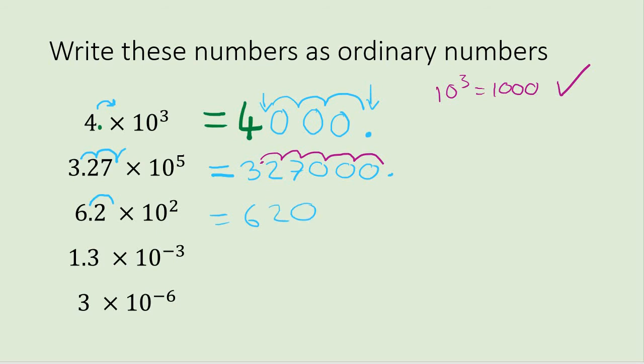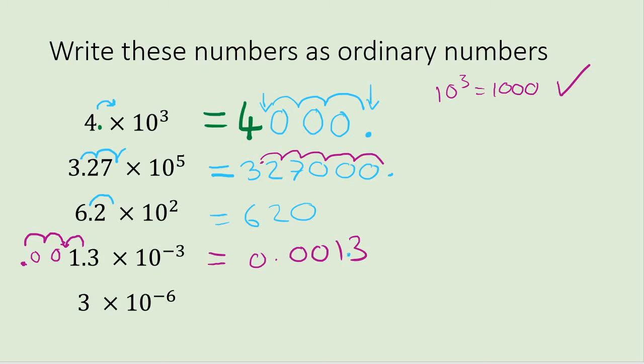And with these negative ones, we're doing exactly the same thing, except we have to move the other way to make it a decimal. So we've got a 1.3 here, so it's going to move 1 to get to there, and then it's going to move another 2 more times, 1, 2. So the new decimal point is going to go there. So that's going to give us 0.0013.